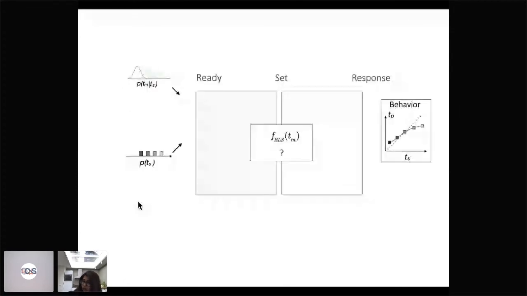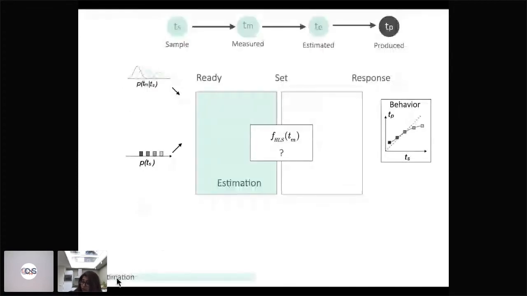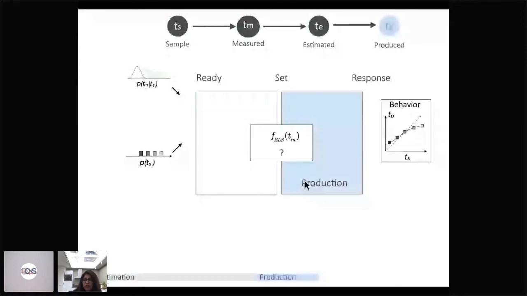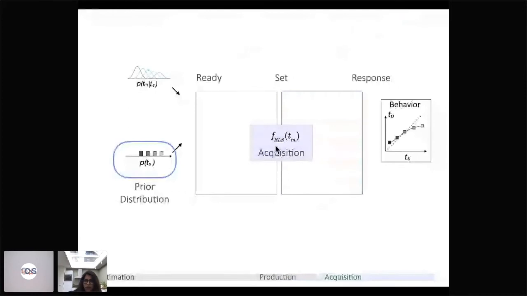So I will spend a considerable amount of time discussing the estimation stage of this process. And then I will just give you the bottom line, our main results on what we found in other work in the production stage, and spend a little bit of time talking about some new results about how neural circuits could acquire temporal prior knowledge to be utilized for Bayesian computations.